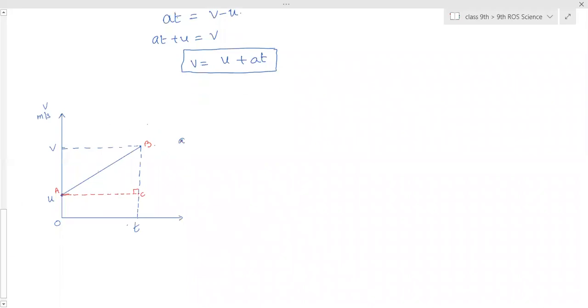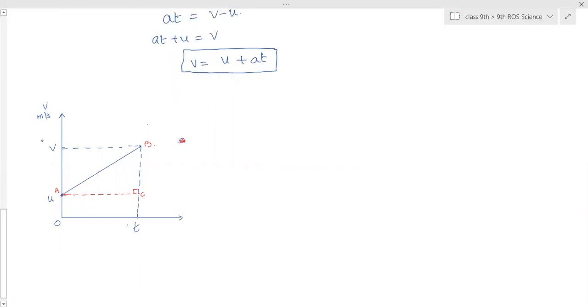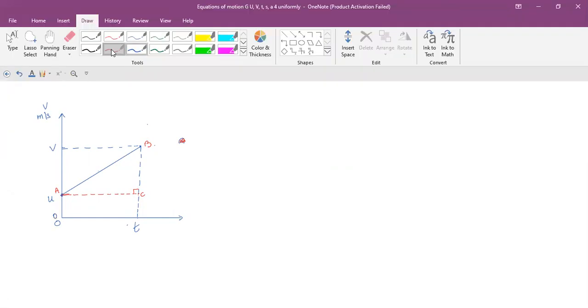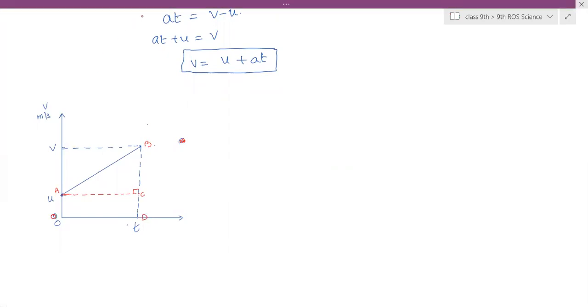Okay, so now from this graph, we have to derive the second equation of motion. Same graph, no changes. Only this horizontal line we keep drawing. This is point A, this is point O, A, B, C, and this is point D. This is O, and this is point D we will consider.